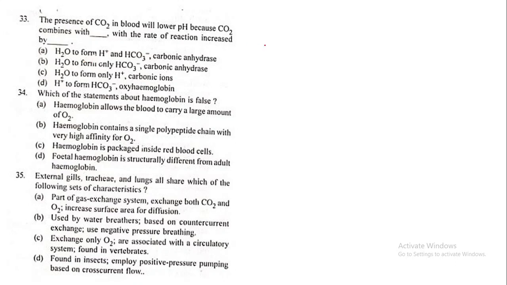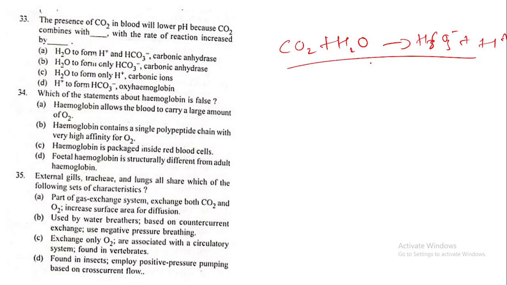So, we know that the reaction here, CO2 interacts with water to form HCO3- plus H+. We know this reaction. When you study respiration, this equation should be written like a rock in your mind. So, we know that the presence of CO2 in the blood will lower the pH because CO2 combines with water to form H+ and HCO3- ions. This is brought about by the carbonic anhydrase reaction. So straight away we know that this is the right option.